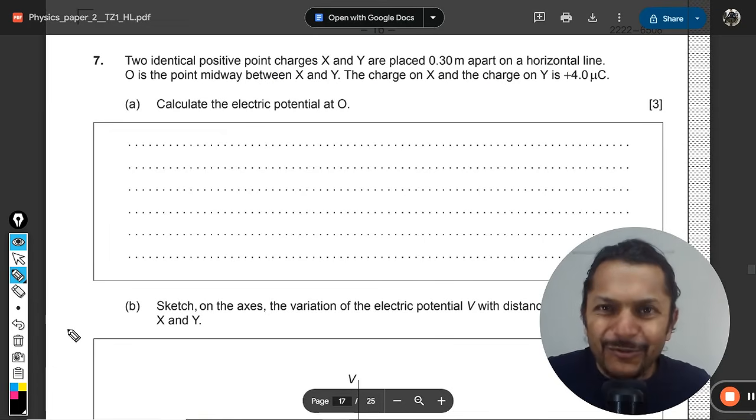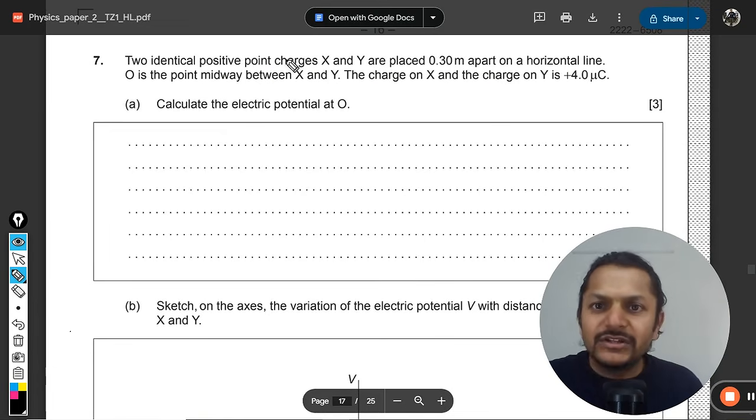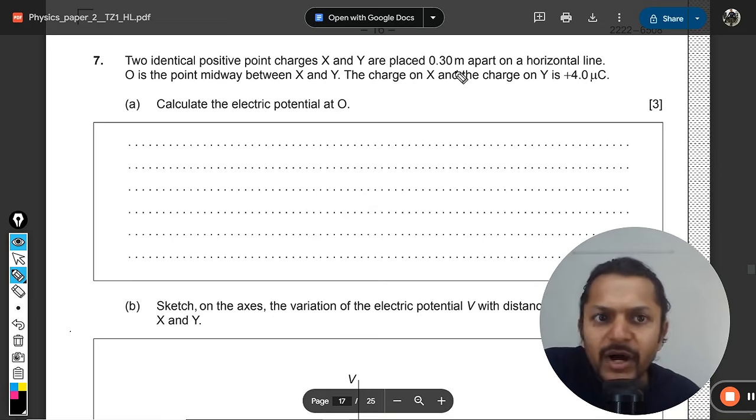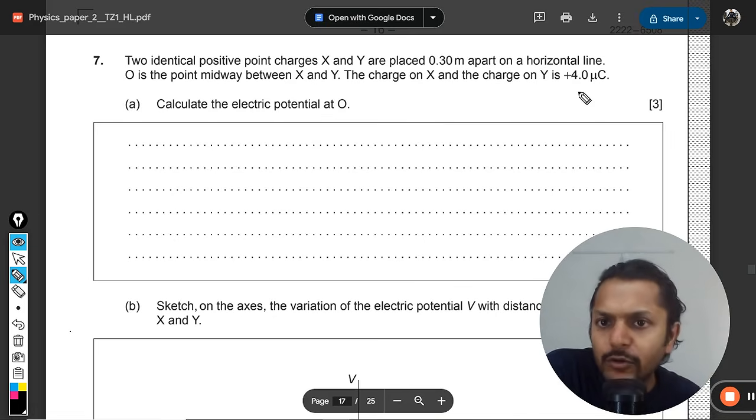Okay, dear student, let us see what is there in this question. Two identical positive charges x and y are placed 0.3 meter apart on a horizontal line. O is a point midway between x and y. The charge on x and the charge on y is positive 4 microcoulomb. Calculate the electric potential at O.